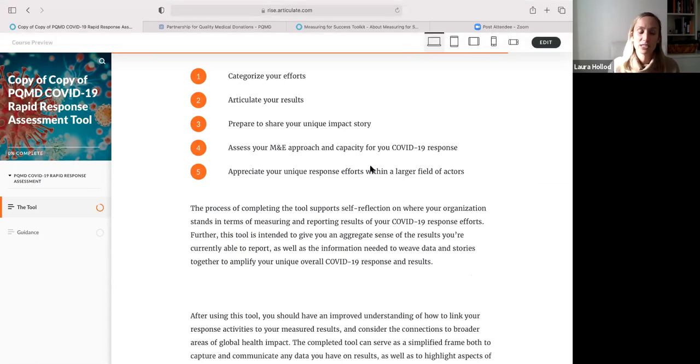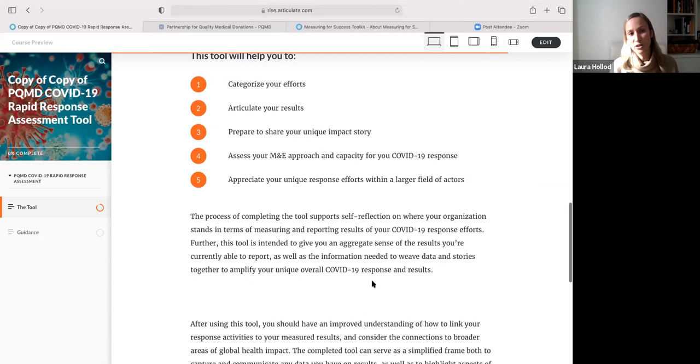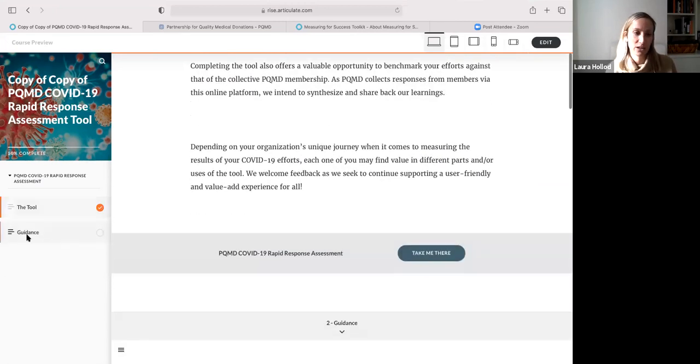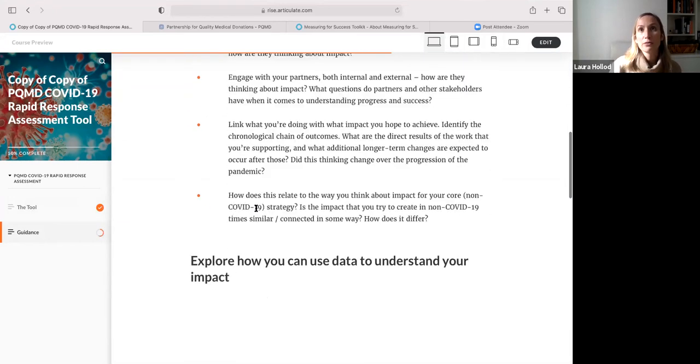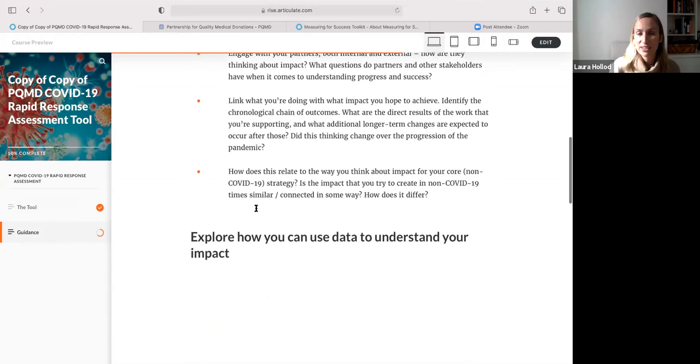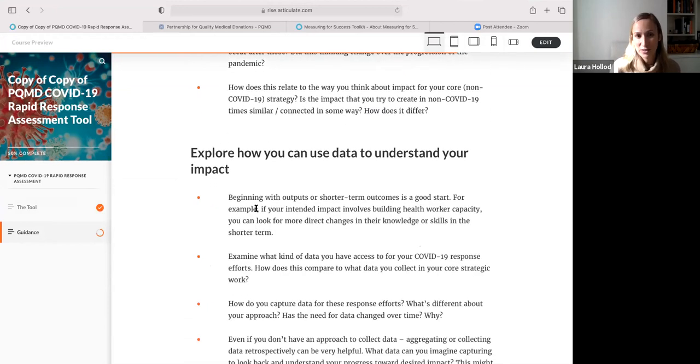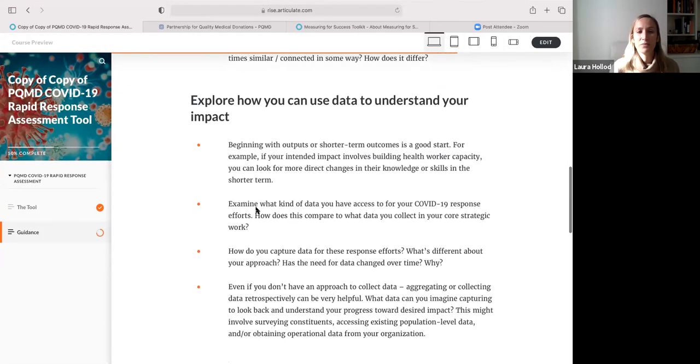So again, there's two pieces. There's the tool itself that you complete. And then we decided to also, as we heard from conversations, provide part two, which is the guidance. So if you look on the left-hand side, Julie Marie's pointing to that. This is after you've gone through the tool itself and you see your results in front of you, you're holding up the mirror.